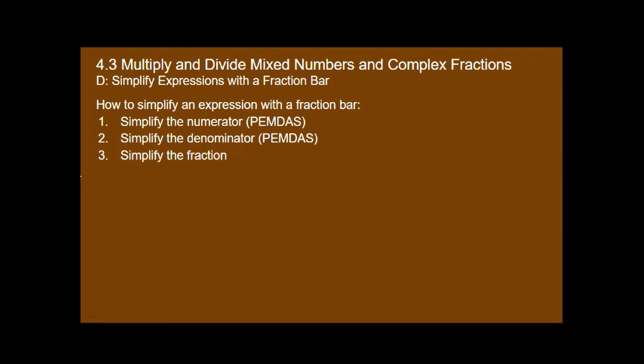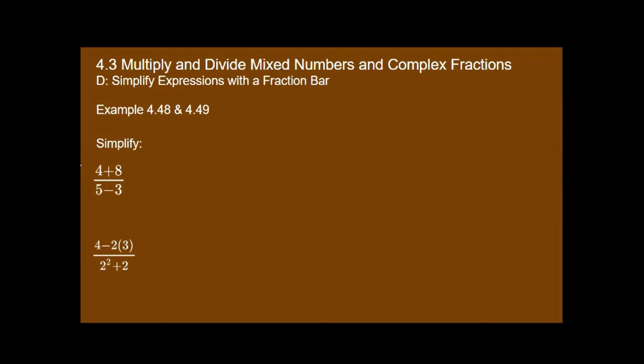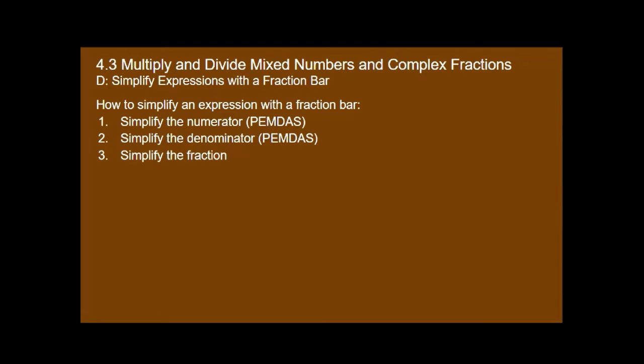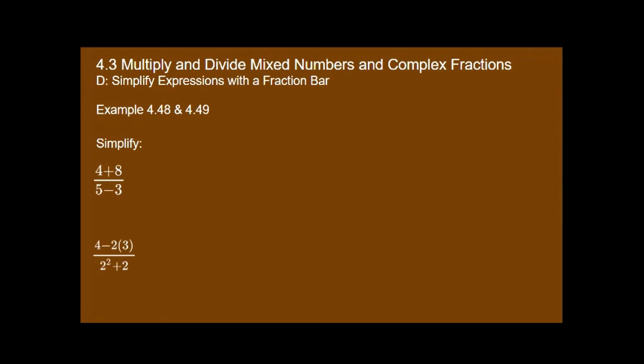Now, as you get really good at this, you will do these two steps concurrently at the same time, but you must understand the order before you start trying to do them at the same time. So let's do some examples. We're going to do 4 plus 8 over 5 minus 3. That's the one that we had on the previous slide. So according to our slide back here, first we're going to simplify the numerator and then the denominator and then simplify the fraction.